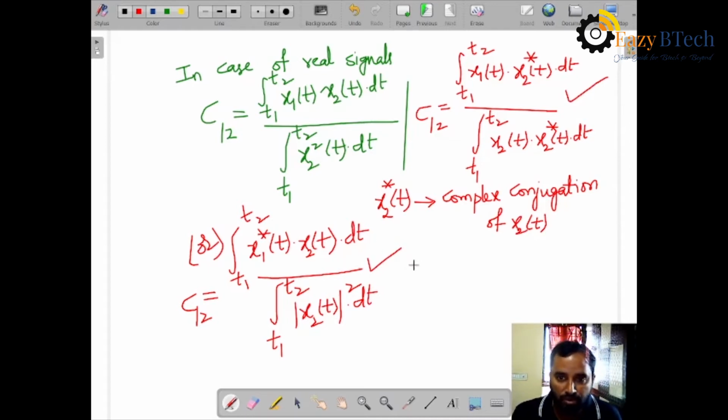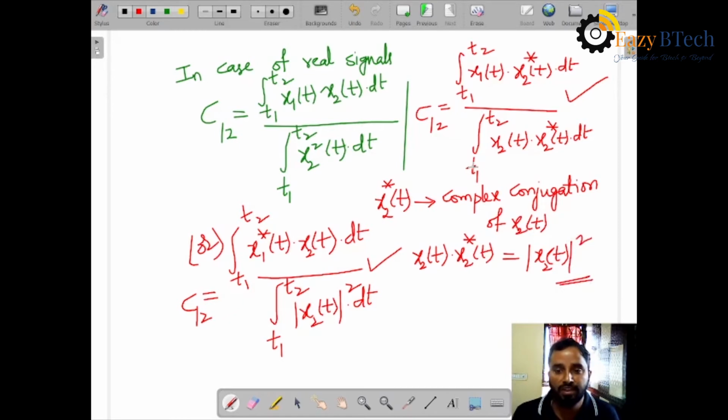Here one point I want to mention is, if you multiply x2 of t by x2 star of t, this will become magnitude x2 of t whole square. This is the point. So that is why the denominator integral x2 star is equal to magnitude of x2 of t whole square, that I have written. So this is complex orthogonality of complex signals. Here C12 we are calculating approximation of one signal in terms of another signal.